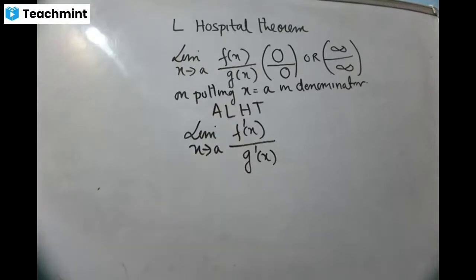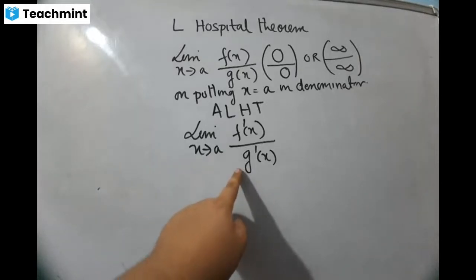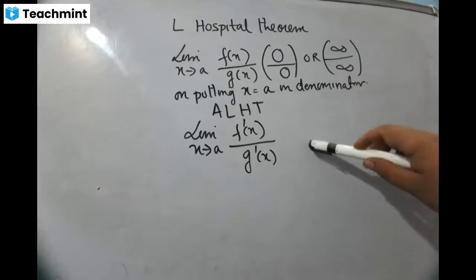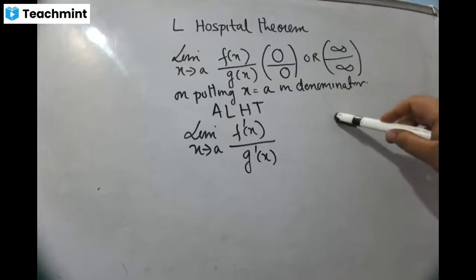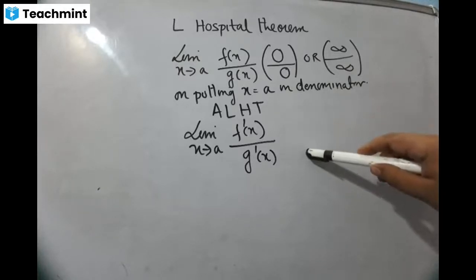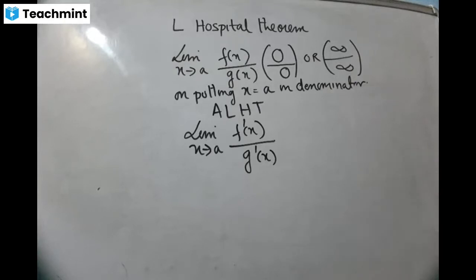Now, once you have differentiated the function, you have to repeat the same process. That means, again put the value of x in the denominator. If the denominator becomes 0, numerator also becomes 0, or if the denominator becomes infinity, numerator also becomes infinity. This is called 0 by 0 form or an indeterminate form. So we have to again apply L'Hospital's theorem. You apply it till you remove 0 from the denominator. The moment 0 gets removed from the denominator, you no more have to use L'Hospital's theorem.